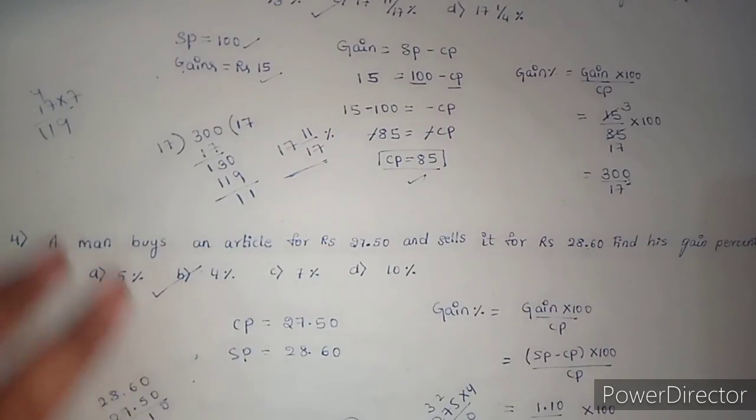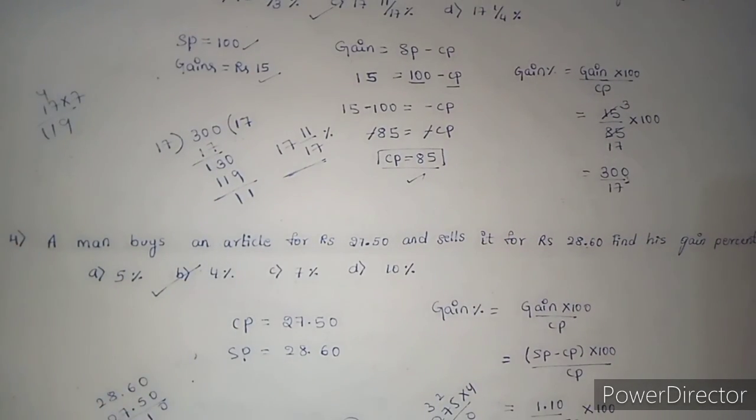Option B. So today in this video we solved questions related to 4 formulas, that is gain, loss, gain percent and loss percent. So I think you are clear with these 4 formulas and related questions. Tomorrow let's solve some more questions related to other formulas. Okay, thank you, have a good day.